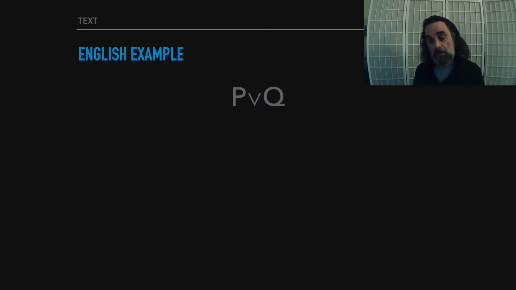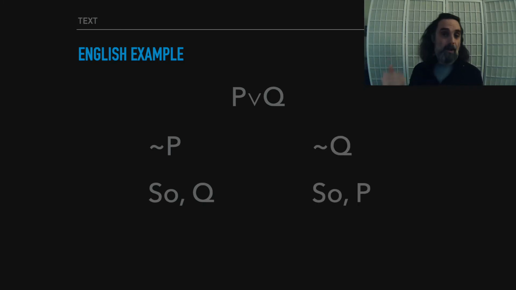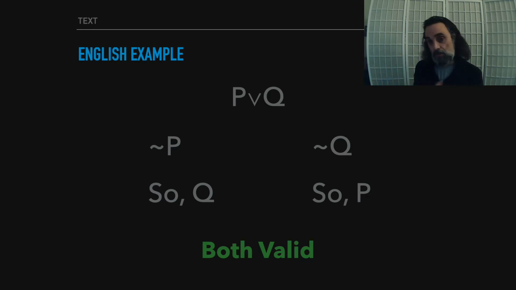So if we put this in the logical language, if we have P or Q, if we get not P, we can infer Q. On the other hand, if we get not Q, then we can infer P. So if we have a disjunction and we get the negation of either side, then we can infer the other. Both of these are valid because the disjunction says one of them has to be true. So if we learn that either is false, then we know that the other is true. And that's true for both the P side and the Q side. If we learn that the P is false, we know the Q is true. If we learn that the Q is false, then we know that the P is true.